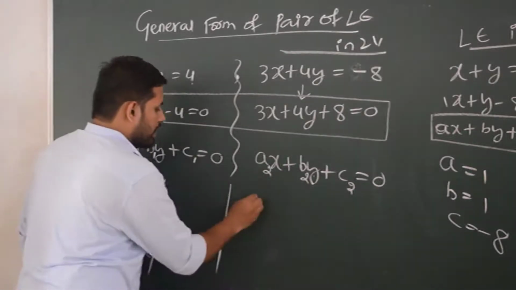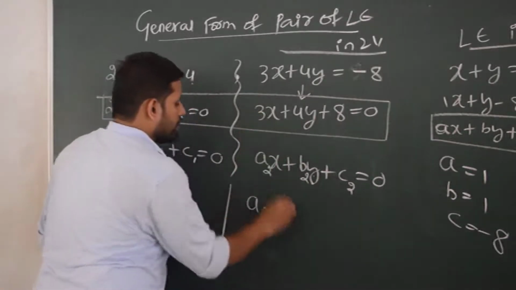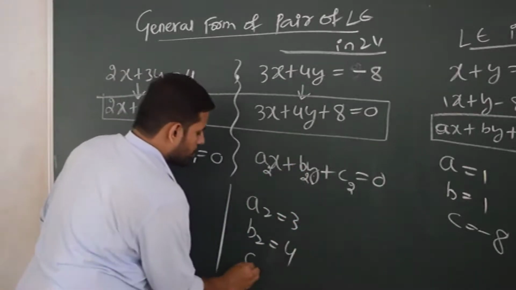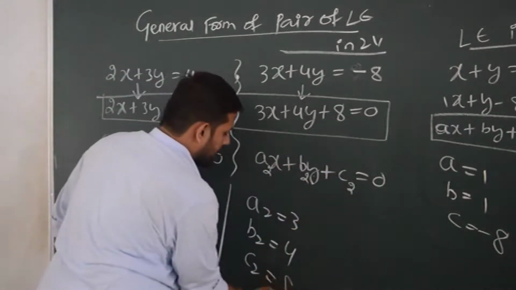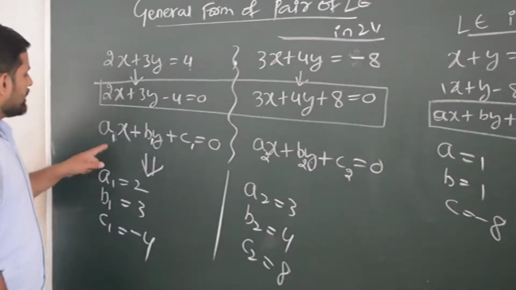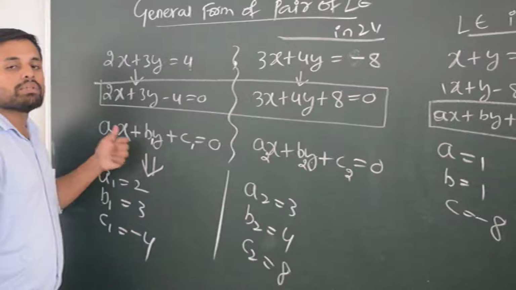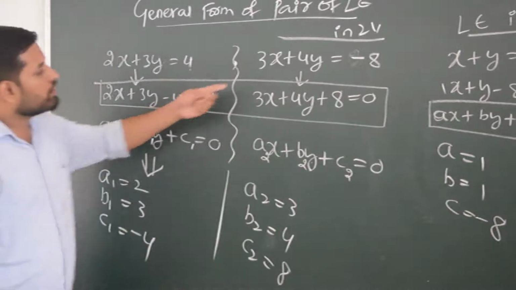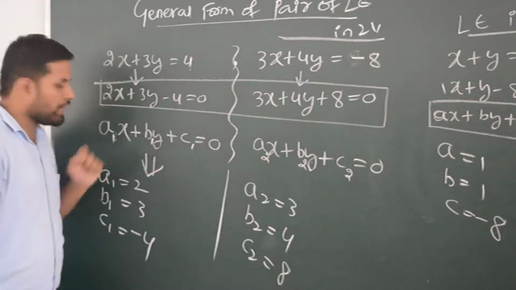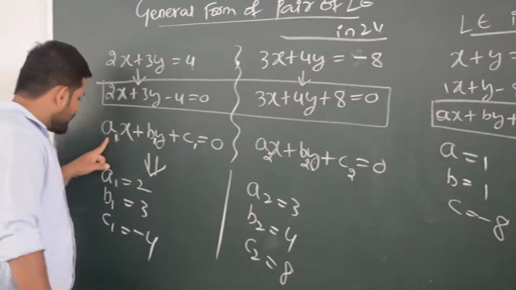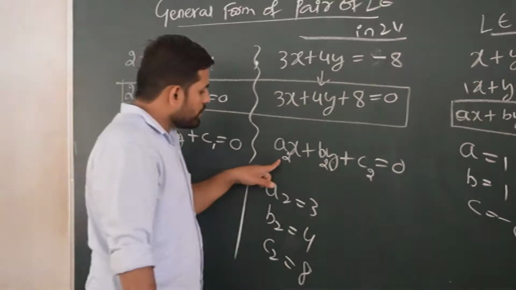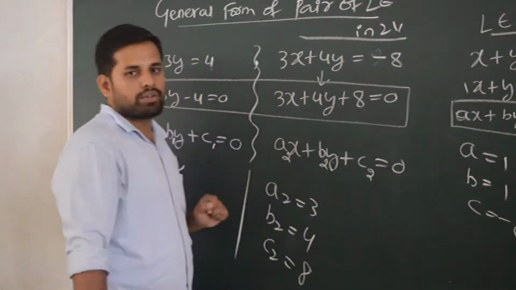And here if you compare, a2 is equal to 3. Then how about b2? So b2 is like 4. And what about c2? c2 is like 8. Dear children, now look at this: c1 and c2 can be anything. The thing is like this: a1, b1 should not be 0. Why? Because otherwise it does not become a linear equation in two variables. Because I need two variables, x and y, I have to maintain as I maintain there. So that's why a1 should not be equal to 0, b1 should not be equal to 0. And similarly here also a2 is not equal to 0, b2 is not equal to 0.